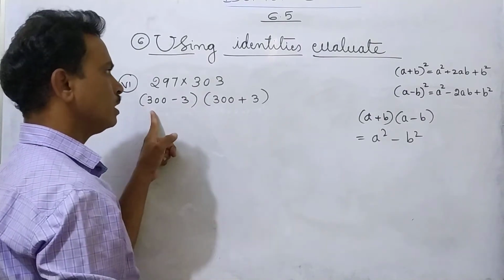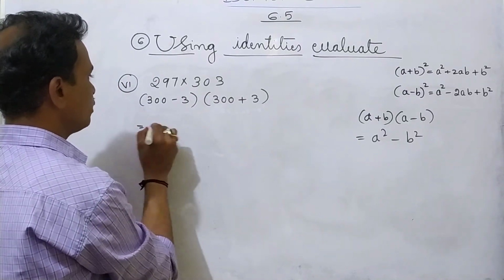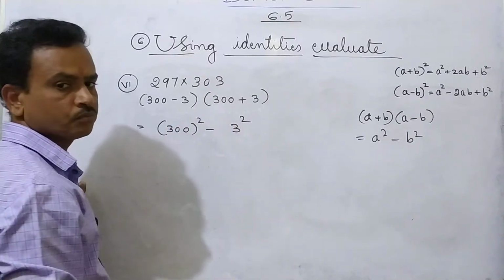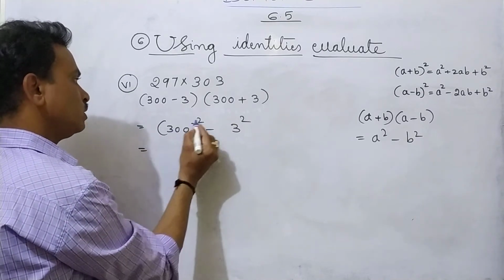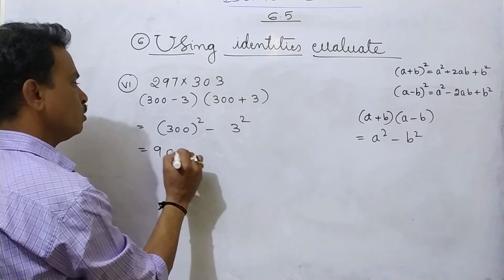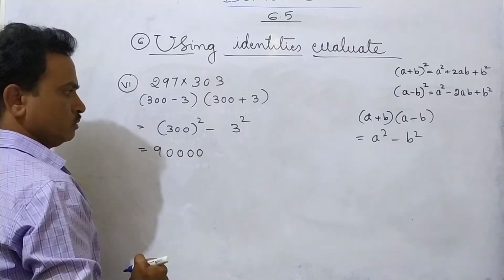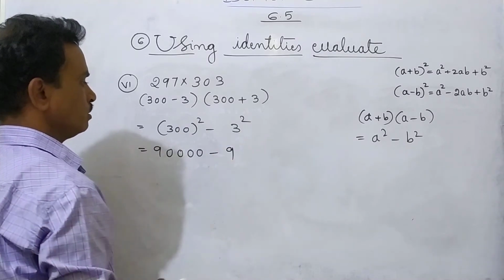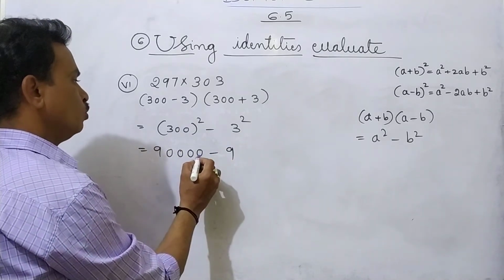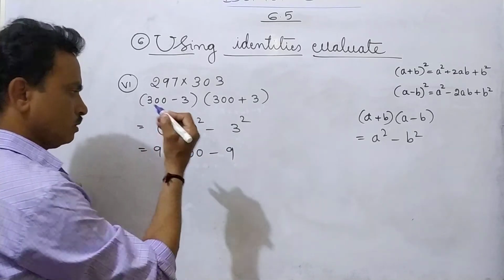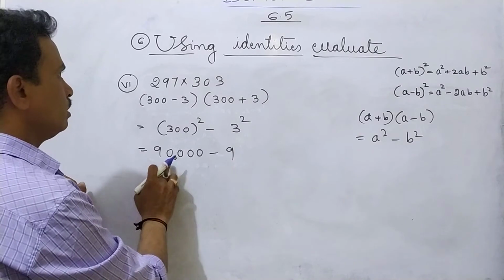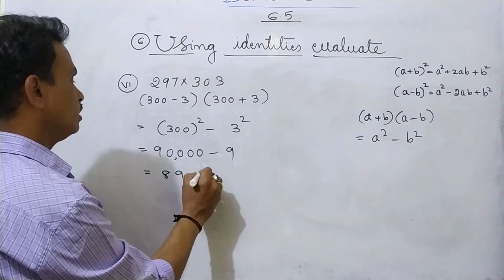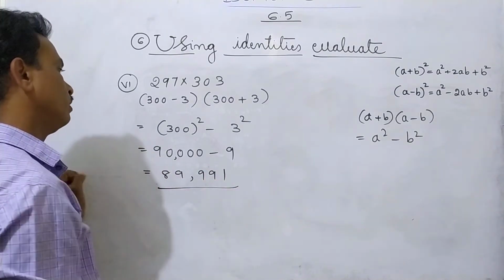Now a is equal to 300, b is equal to 3. So this can be written as 300 whole square minus 3 square. So 3 square is 9. Here 2 zeros are there, make it 4 zeros. 90,000 minus 3 square. 3 square means 9. So 90,000 minus 9, it becomes 89,991.